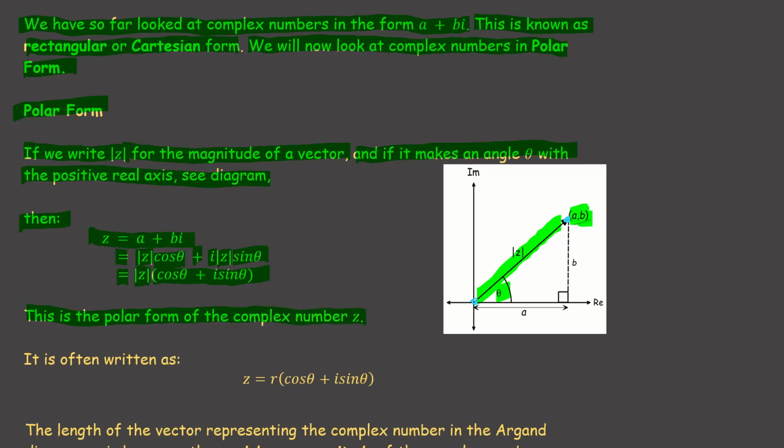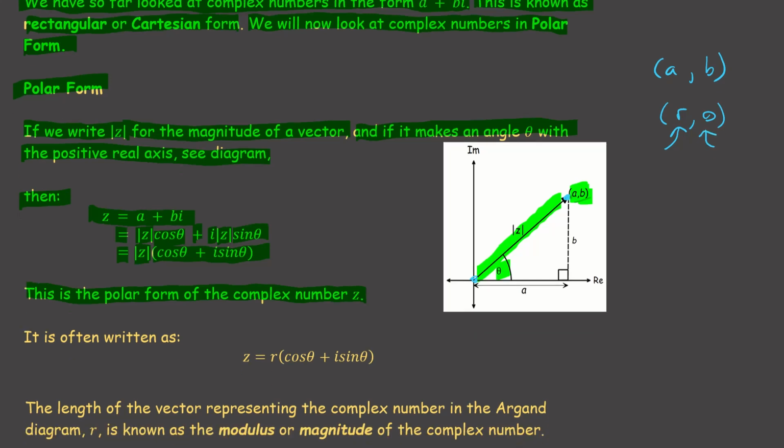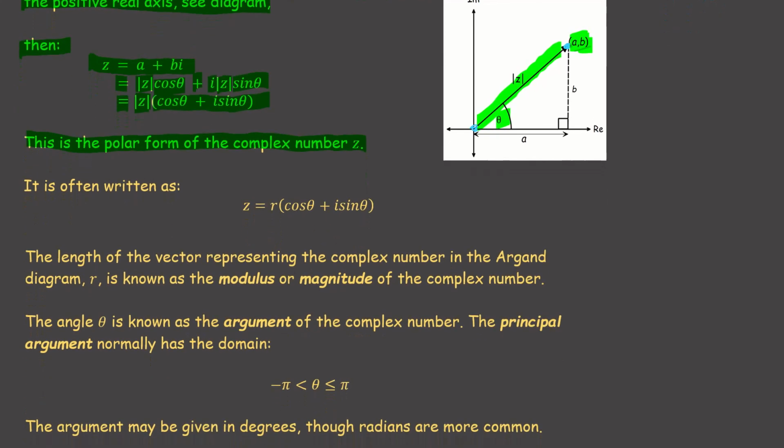So instead of having coordinates (a, b), which is in a Cartesian or rectangular frame, we now have (r, theta) as polar coordinates: the distance from the origin and the angle with the positive real axis. It is often written as z equals r (cos theta plus i sine theta). So the r is being used for the magnitude instead of writing mod z all the time.